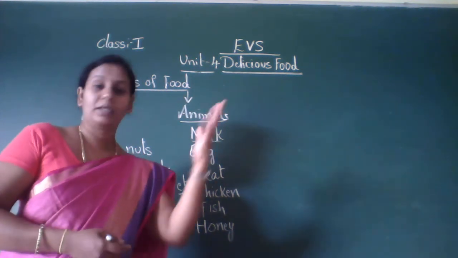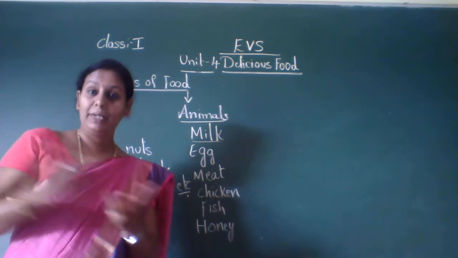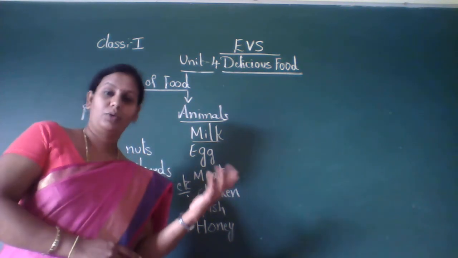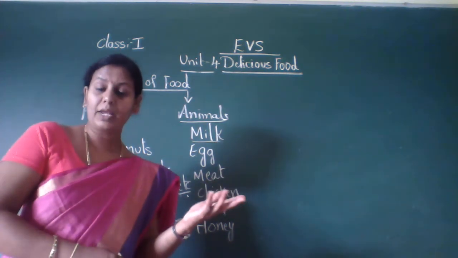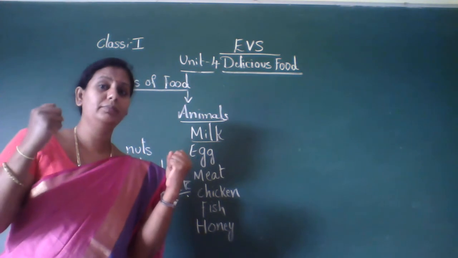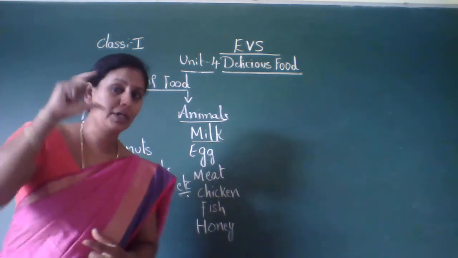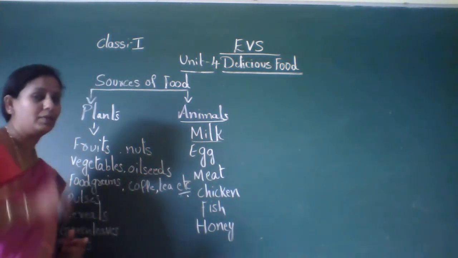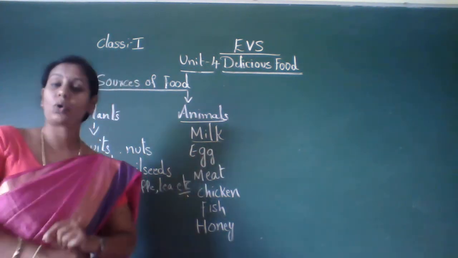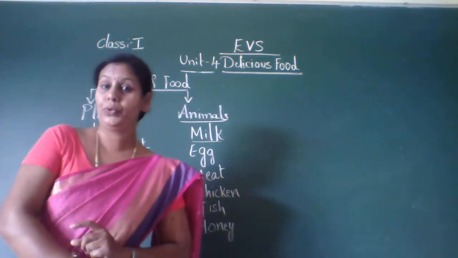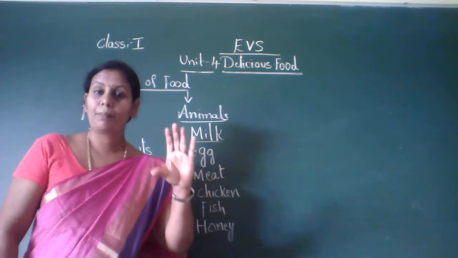You will see in the cartoons, if you want to become strong like the cartoon characters, what you have to do? You have to drink a glass of milk, 2 glasses of milk every day. That's why milk is called a complete food.